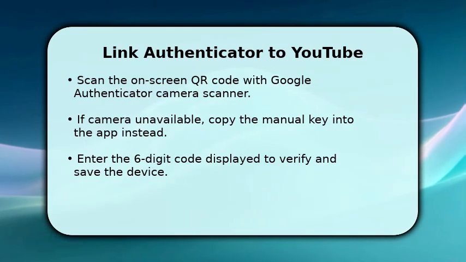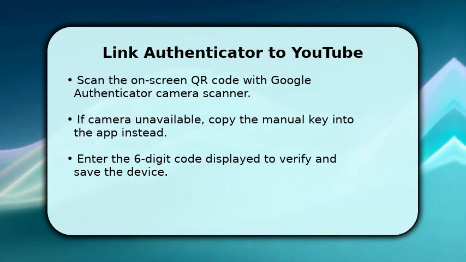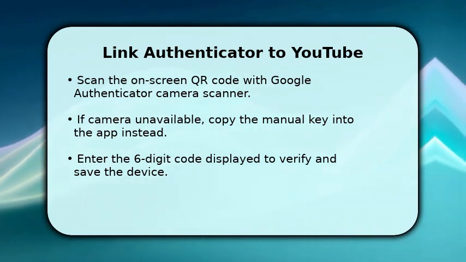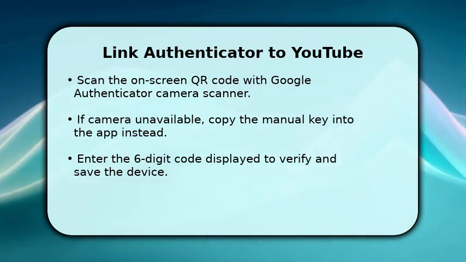Once you scan the QR code or paste the manual key into Google Authenticator, the app will create a 6-digit rotating code every 30 seconds. You now type the current 6-digit code back into the Google Setup page and press Verify.